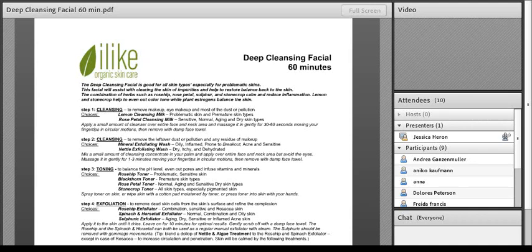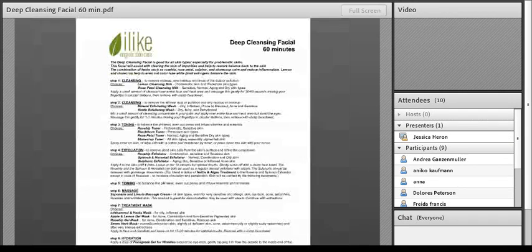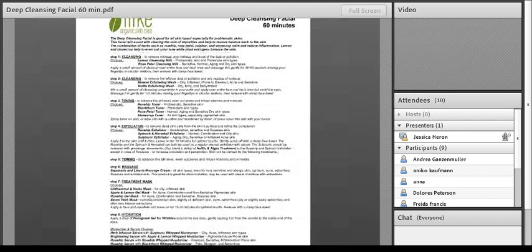Here we are. The deep cleansing facial is a good facial for all skin types, but especially for problematic skin. This facial assists with clearing the skin of impurities and helps to restore balance to the skin. The combination of herbs such as rosehip, rose petal, sulfur, and stonecrop, just to name a few of the ingredients in this treatment, reduce inflammation, and lemon and stonecrop help to even out color tone, while plant estrogens balance the skin.